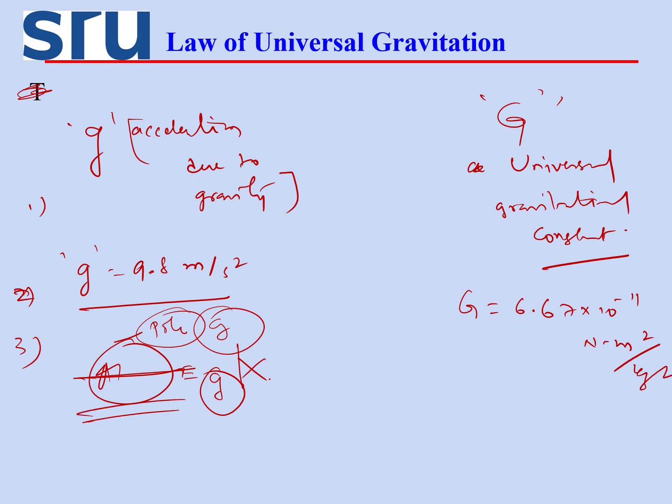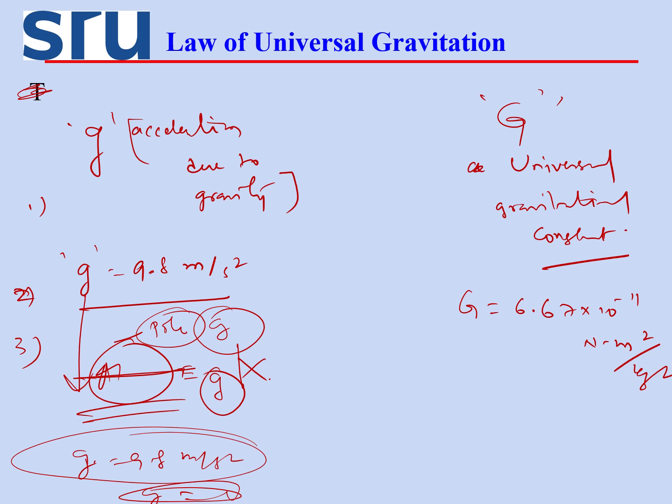So g changes planet to planet. On the earth it is 9.8 meter per second square, and on the moon its value is different. So acceleration due to gravity changes planet to planet and position also. Now capital G is a universal constant, so this value does not depend on any factor or any physical quantity.